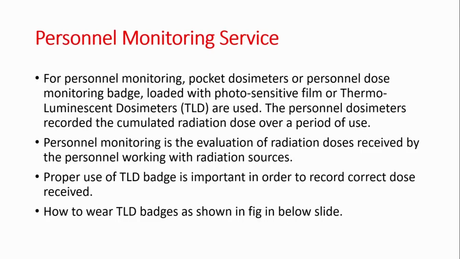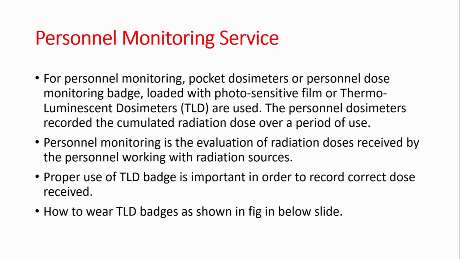understand the passive detectors. The passive detectors which are generally used are the photosensitive film and the thermoluminescence dosimeter. Initially, films were used, what we call film badges, but now they have become obsolete, an old technology, and the new system came, which is called thermoluminescence dosimeters. These personal dosimeters record the cumulated radiation dose over a period of use.